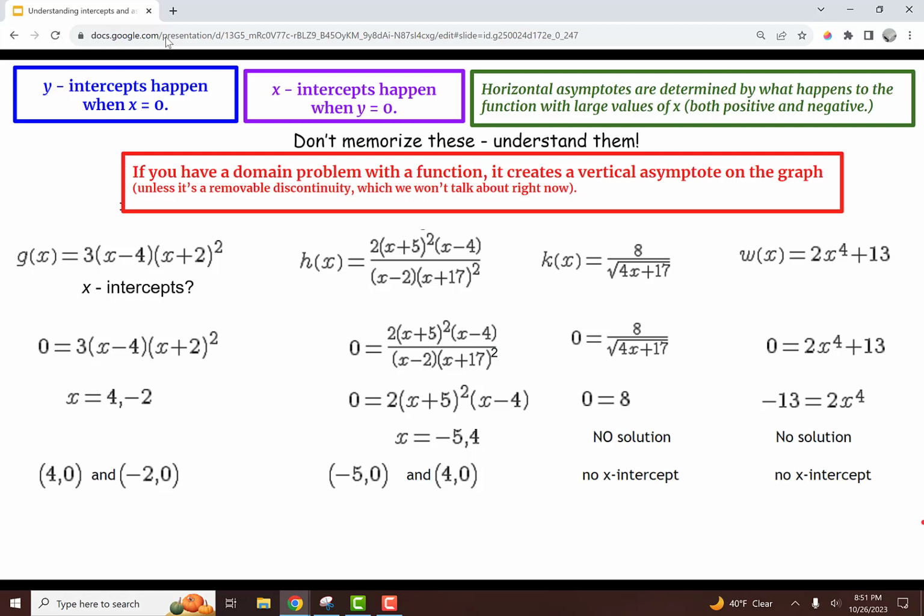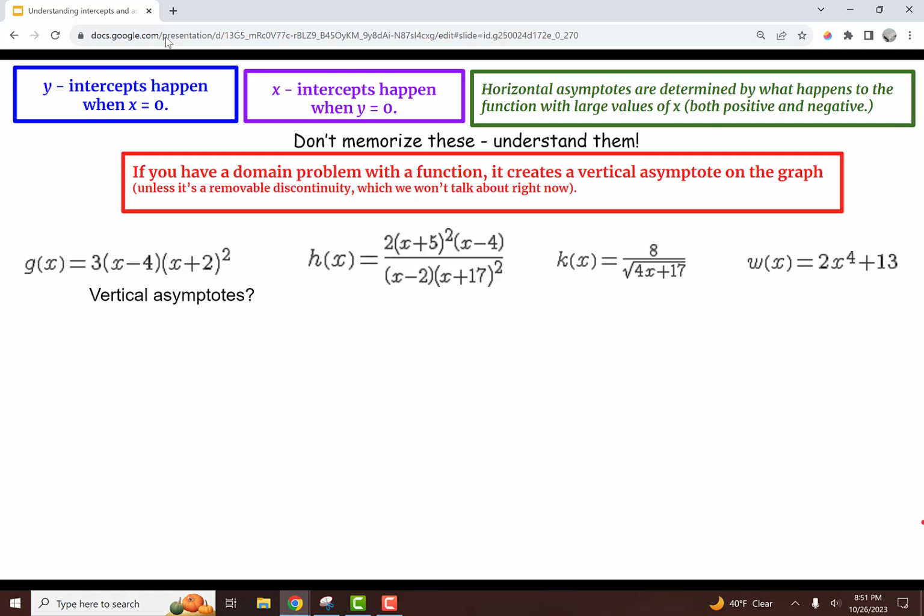And what that means is g and h both have 2 x-intercepts, and k and w don't have any x-intercepts. Okay, now to the vertical asymptotes. Again, vertical asymptotes is about a domain problem. This one's not going to have any domain problems, so there will be no vertical asymptote. This one won't either. No domain problems.